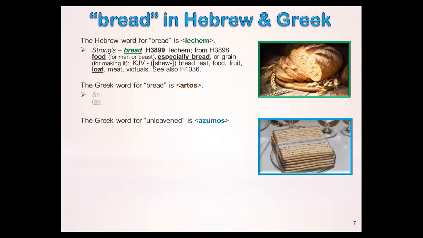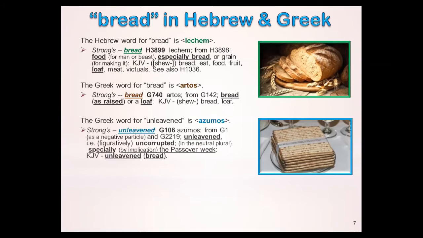The Greek word for bread is artos. It is 740. Look at the definitions here. Bread as raised, or a loaf. And then the King James will also use shewbread, okay? Actually, in both Hebrew and Greek, you will see King James will use shewbread as well.